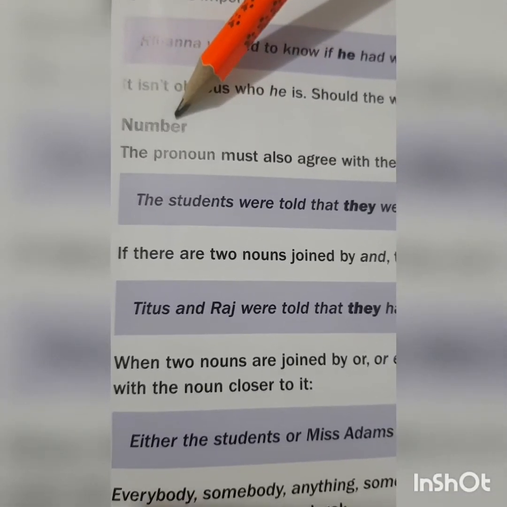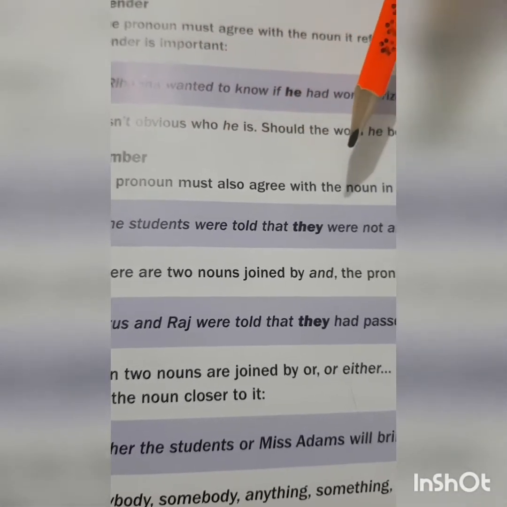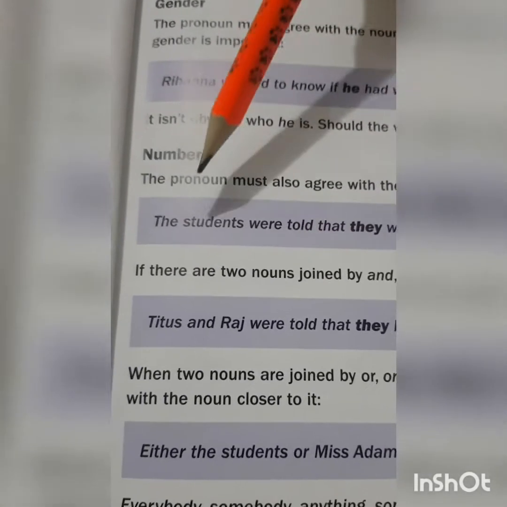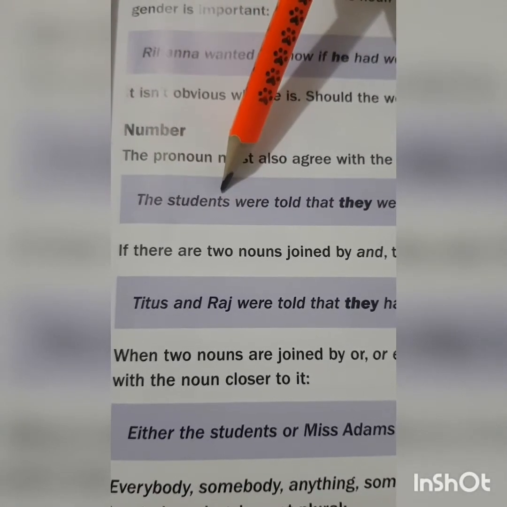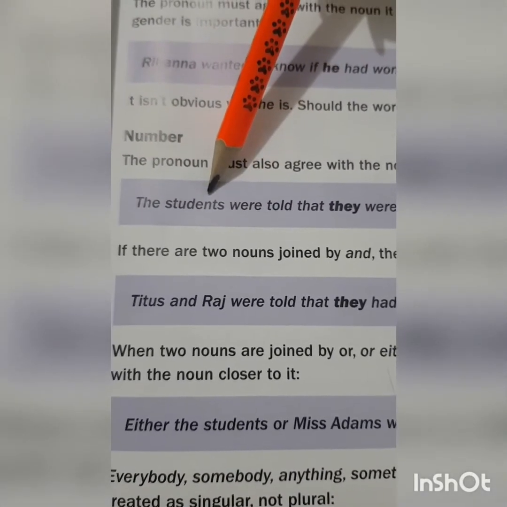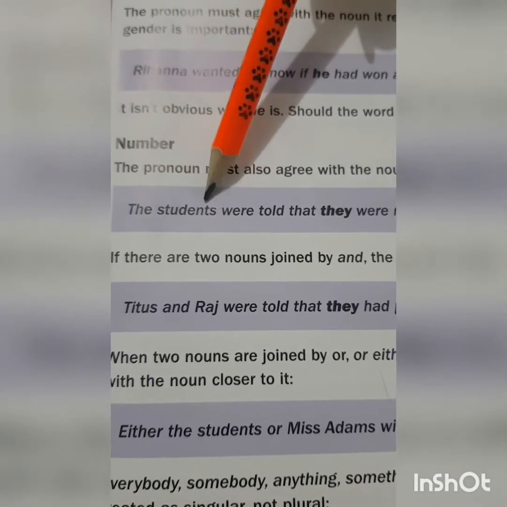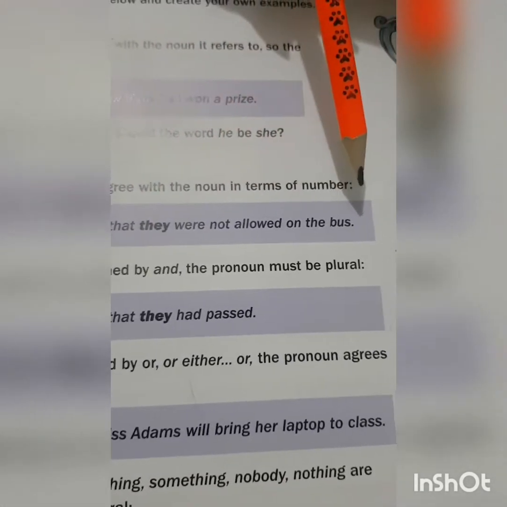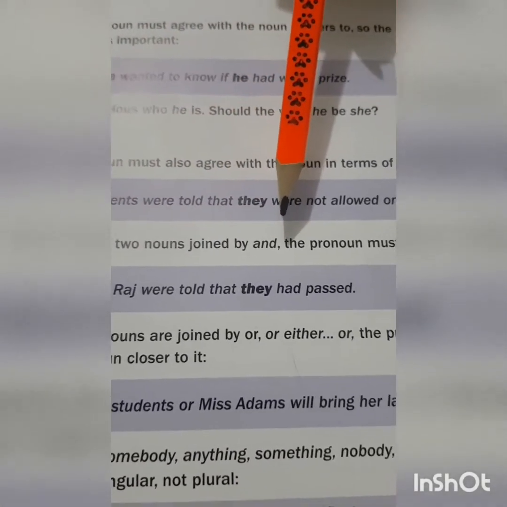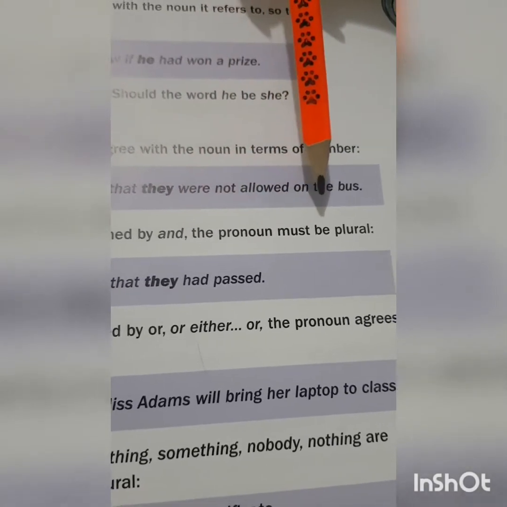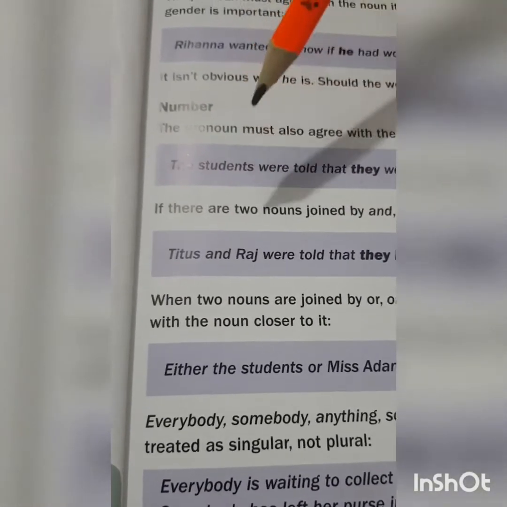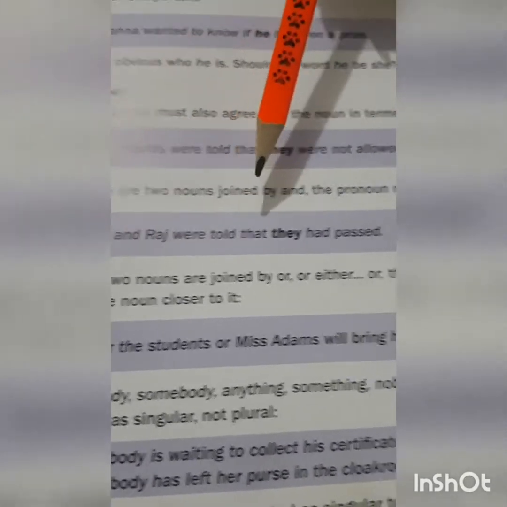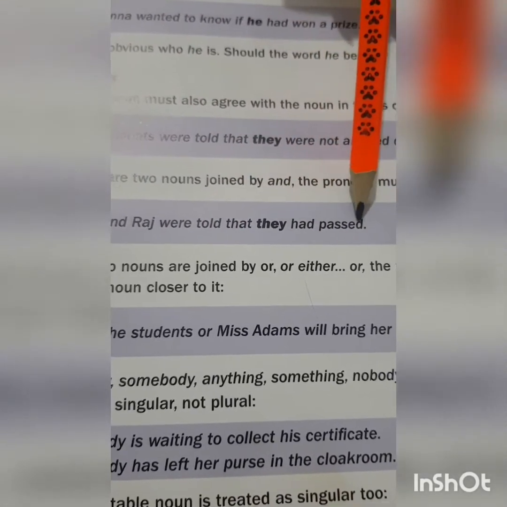Here we have number. So pronouns must agree, right? So the noun in terms of number must match up. The students is a noun here. So let's make sure that our pronoun is matching in terms of number. The students were told that they, because it's plural, were not allowed on the bus. If there are two nouns joined by and, the pronoun must be plural. So this one here is about it being plural. Titus and Raj, plural, were told that they had passed.